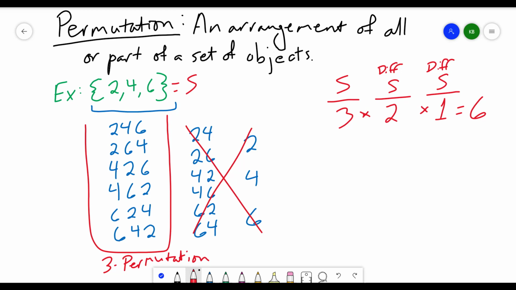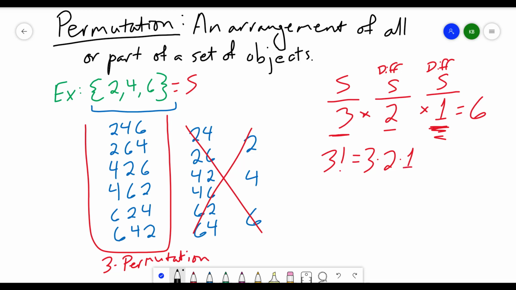So this is going to be a thing that happens a lot where we're using the entire set, and so we end up multiplying the number of elements in the set times 1 less, until we get down to 1. And when we do that, we're actually doing a thing called a factorial. So we could write this as 3 with an exclamation point. And whenever you see that, what this is telling you to do is 3 times 2 times 1.